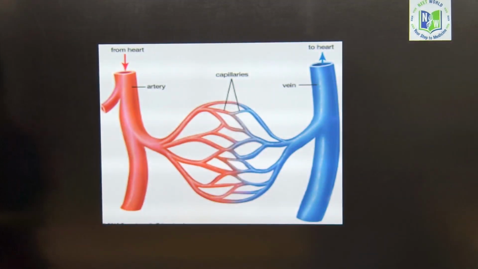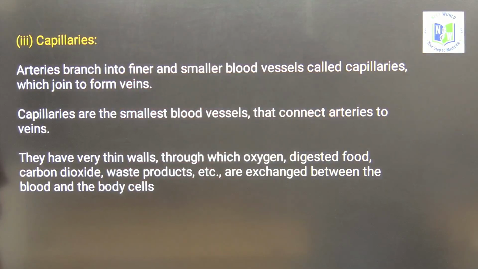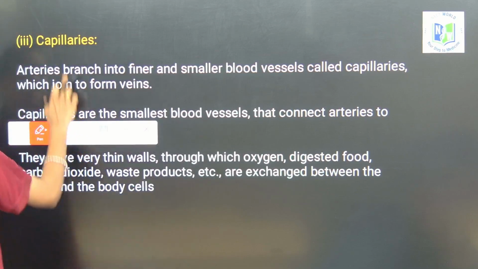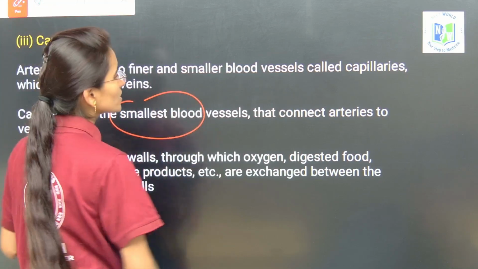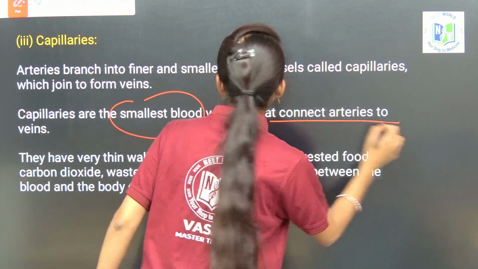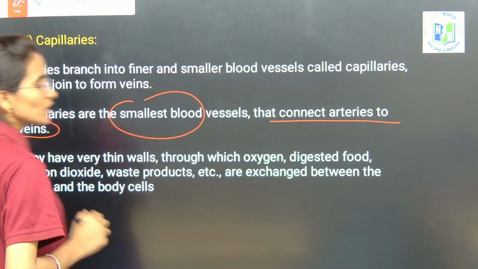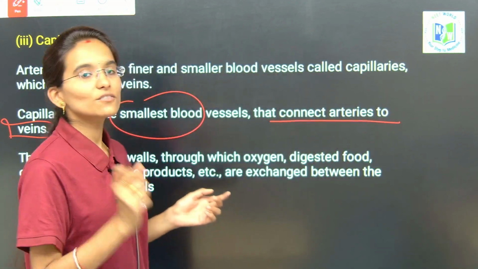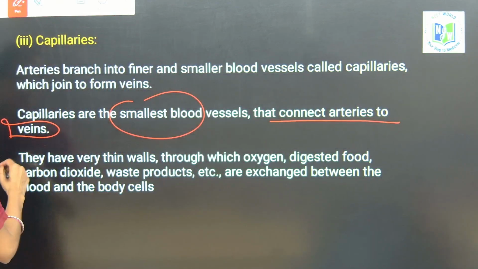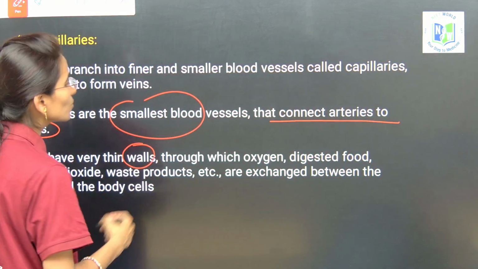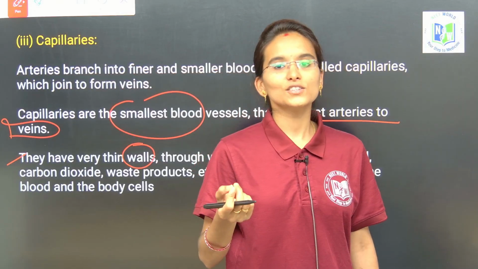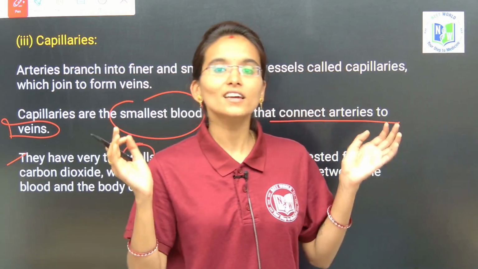Again, you need to understand here the functions of the capillaries. So, what will the capillaries actually do? See here, capillaries are the smallest blood vessels. These connect the arteries to the veins. In between the arteries and veins only we can find what, my dear students? We can find the capillaries, and the walls of the capillaries are very thin when compared to the arteries and the veins.